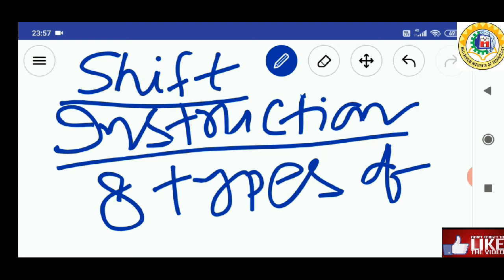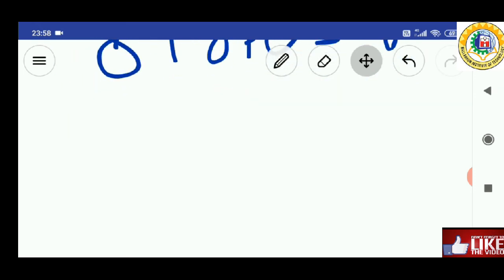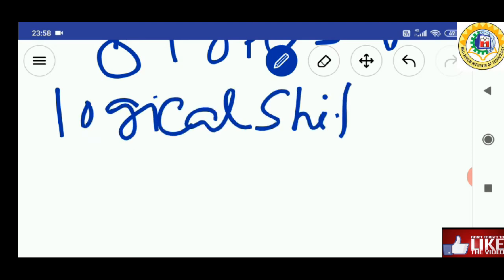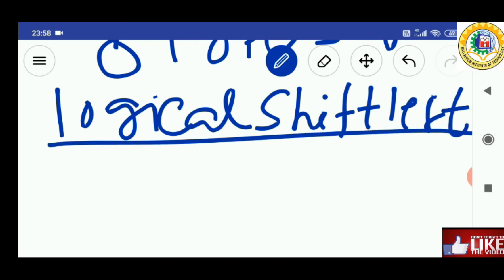Out of these, two are the arithmetic shift operations, and the rest are logical shift operations. So we'll see one by one how each of the shift operations is actually performed. Okay, so the first one is logical shift left. This is the first operation, logical shift left.